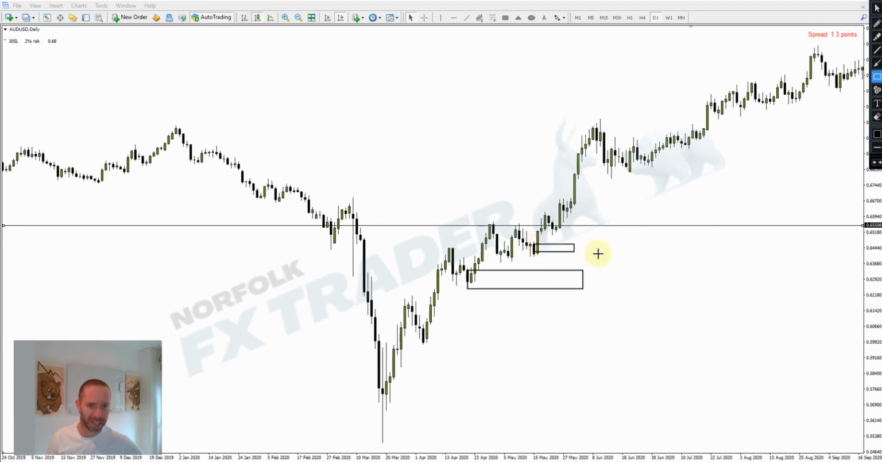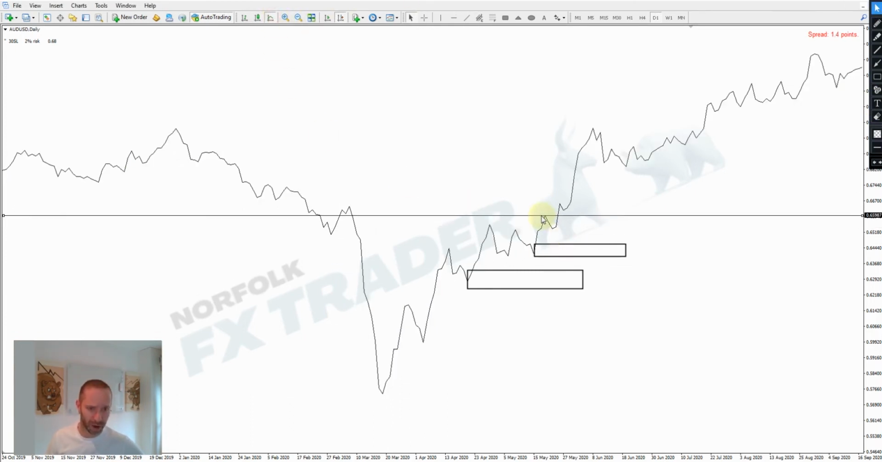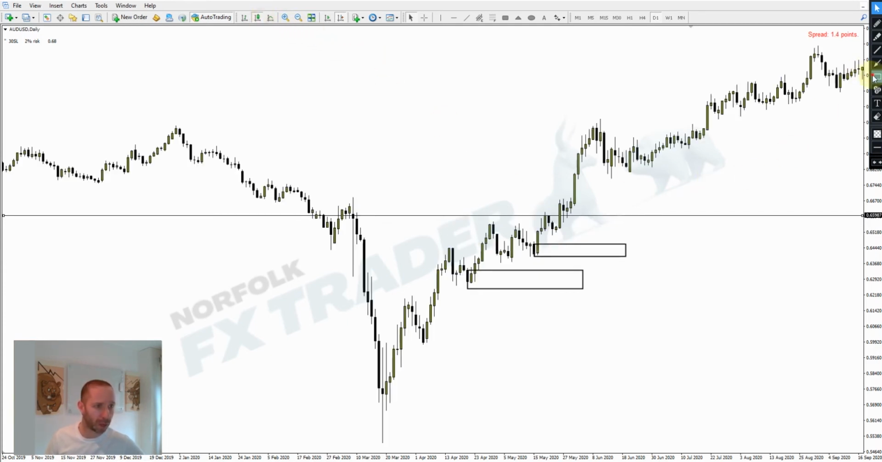We would draw this area of demand, and then again you go back to your line chart and you look for the same pattern. We rally up, we pull back. Once this high is removed, you would draw your next area of demand. This is your next area of demand, and so on and so on.